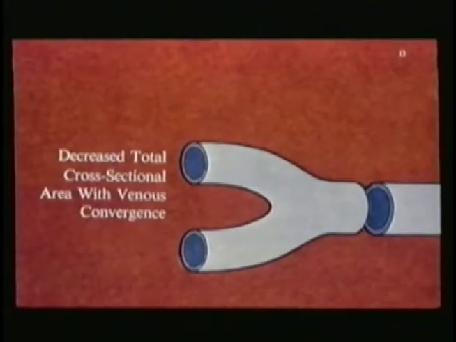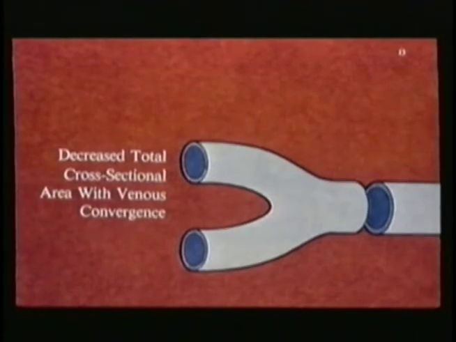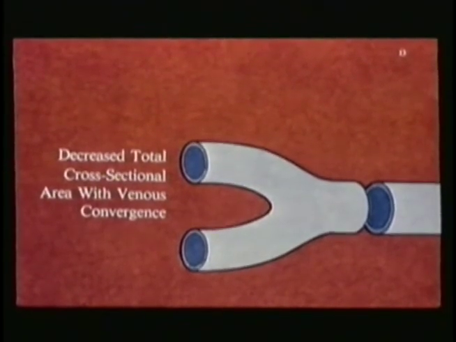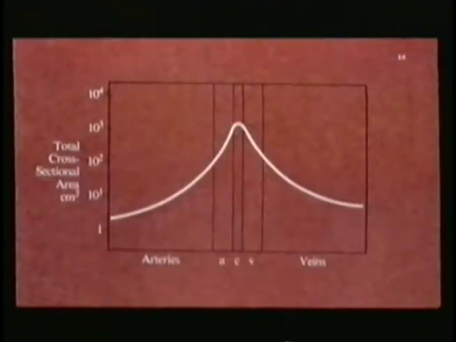As veins converge, the decrease in the number of vessels causes a progressive reduction in the total cross-sectional area, despite increases in the radii of individual vessels. The total cross-sectional area in the systemic circulation reaches its highest value in the capillaries.